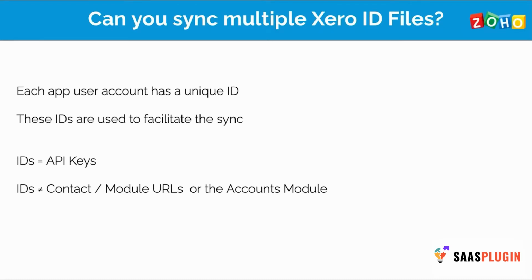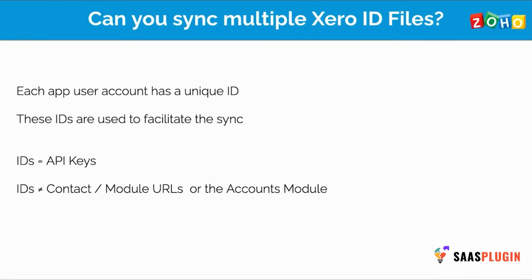Instead, these IDs or API keys allow our sync to map and identify your accounts in respective apps and are essentially facilitating the sync. So they're not part of the sync, they're other things that allow the sync to happen. They are basically ensuring that your data is transferred correctly to the right place. So when the sync occurs using set ID files, the sync looks for and sends the data from the CRM's defined ID to the correspondent Xero ID and vice versa.